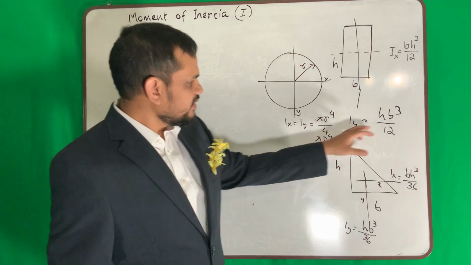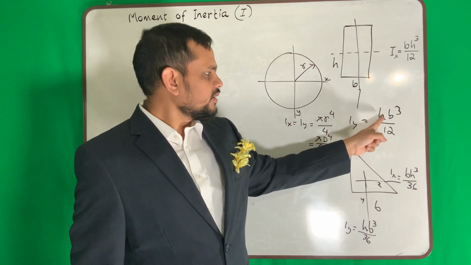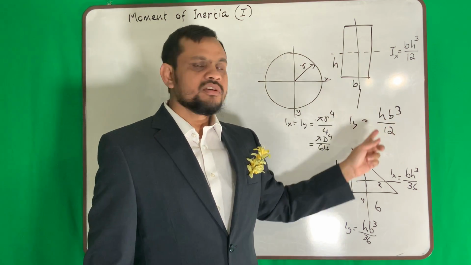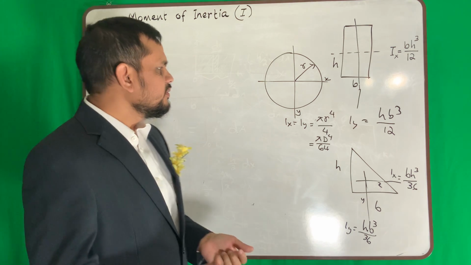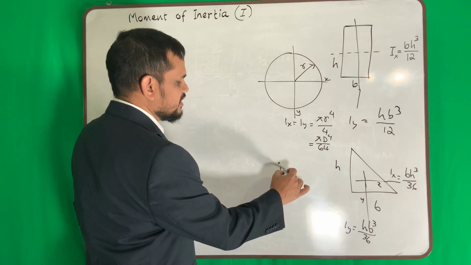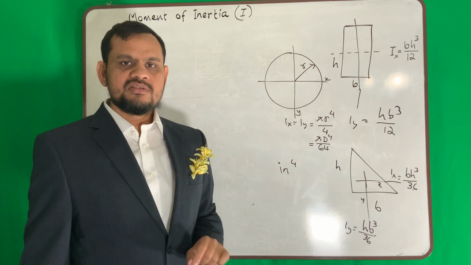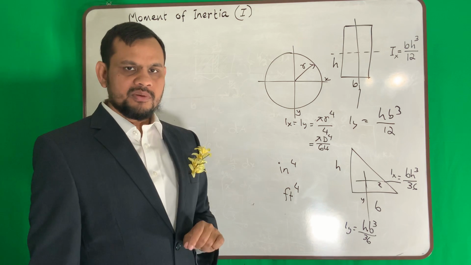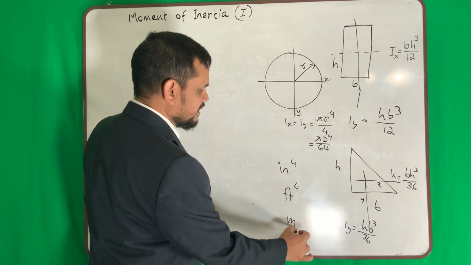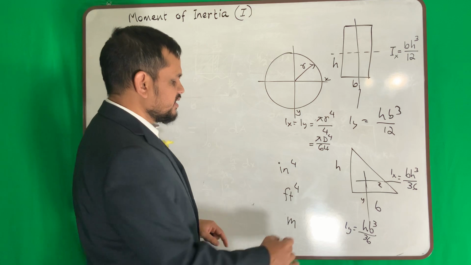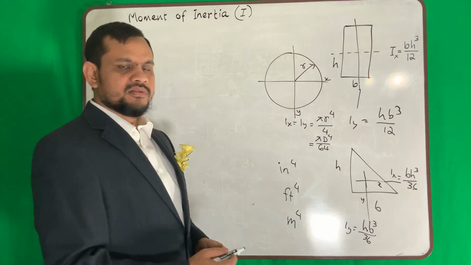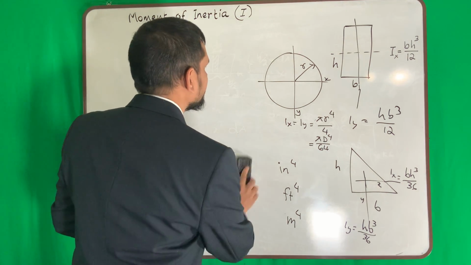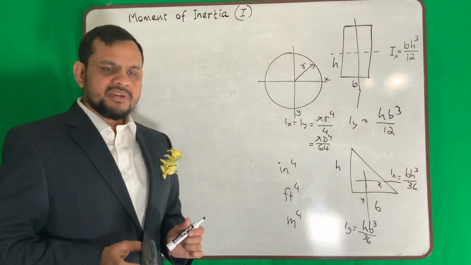If you take one dimension, it is a length, and the formula has a dimension to the power 3 times another, so the total is to the power 4. Whatever your unit is, if it is inch, the moment of inertia will be inch to the power 4. If your dimension is feet, it will be feet to the power 4. If your dimension is meter, it will be meter to the power 4. So that is the unit of moment of inertia, and that is the basics of moment of inertia.